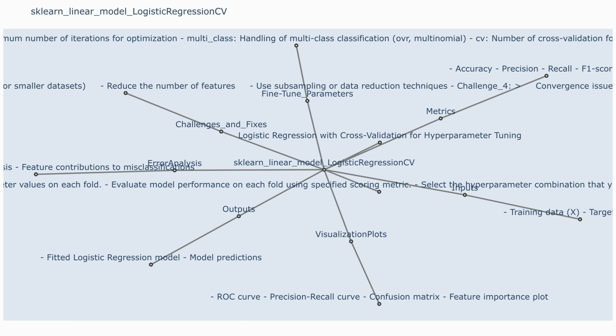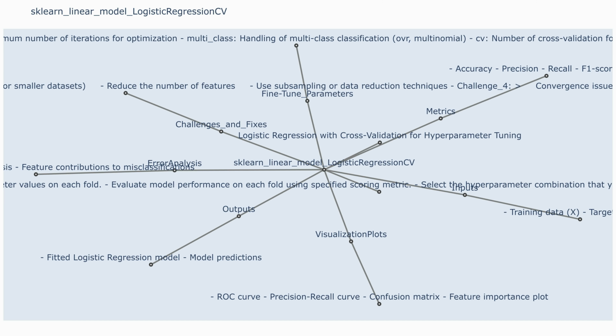sklearn, linear model, LogisticRegressionCV. Description. LogisticRegressionCV implements logistic regression with L1 and/or L2 regularization. It searches for the optimal regularization parameter C using cross-validation. This class is a wrapper around logistic regression that performs cross-validation to find the optimal C parameter.